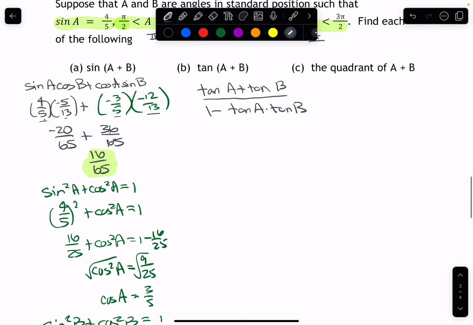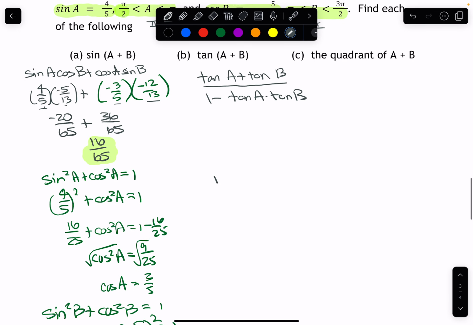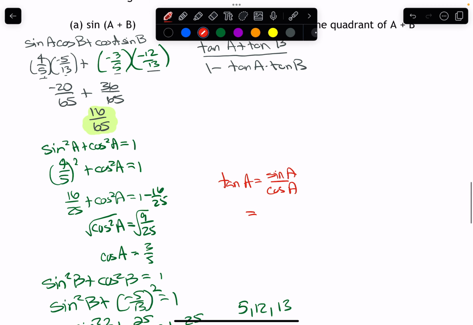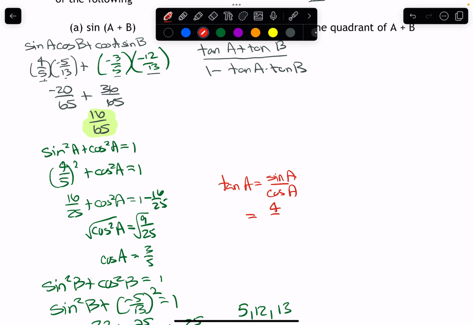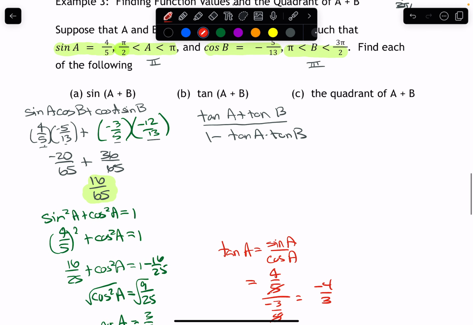Now, again, we don't know what the tangent of a is, but we know, I'll change to a different color here to show you where I'm getting the answer from. We have that quotient identity that the tangent of a is the sine of a over the cosine of a. Well, we were given the sine of a is 4/5. We found the cosine of a is negative 3/5. Cancel out your common denominators of 5. Tangent of a is negative 4/3.